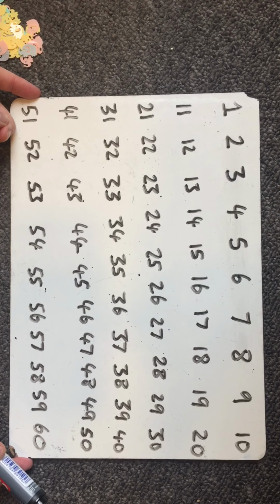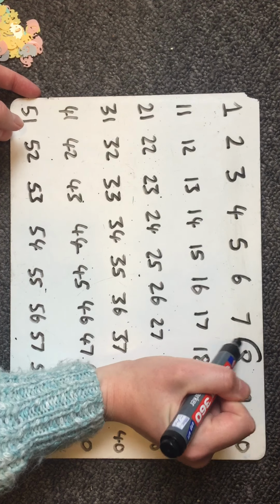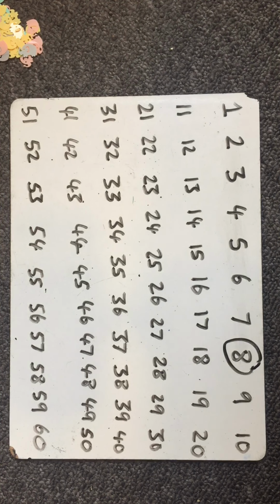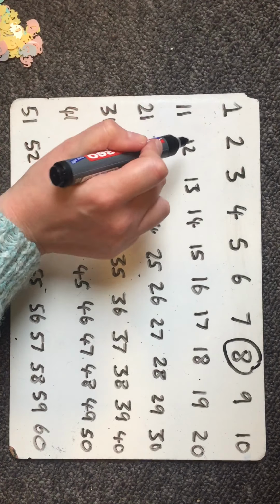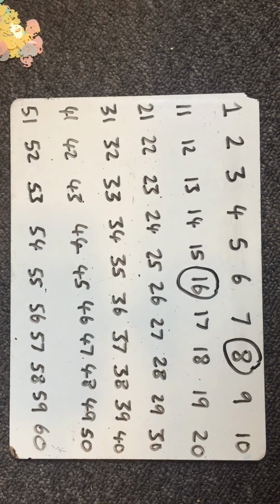So if we're counting in 8s, what's the first number that we're going to circle? That's right, 8. We need to skip all of these and go to 8. How do we know which one's next? That's right, we need to count on another 8. 1, 2, 3, 4, 5, 6, 7, 8. Our next one is 16.